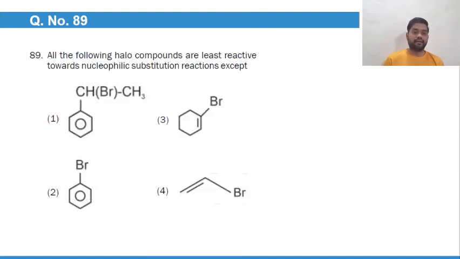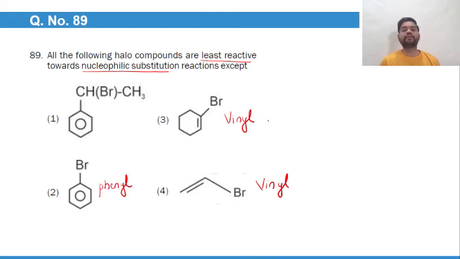89. All the following allyl compounds are least reactive towards nucleophilic substitution reaction except, okay, if you'll see, this is a vinyl halide, this is also a type of vinyl halide, this is a phenyl halide. And we know that towards nucleophilic substitution reaction, vinyls and phenyls are highly unreactive. They are not at all feasible substrates for nucleophilic substitution reaction. But when we talk about alkyl, allyl, and benzyl, especially allyl and benzyl, they are the best ones.